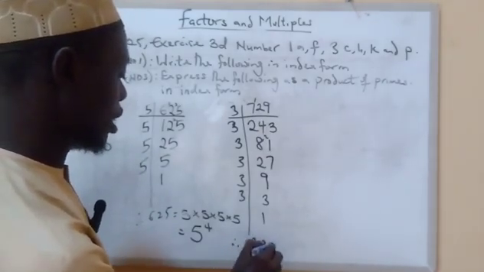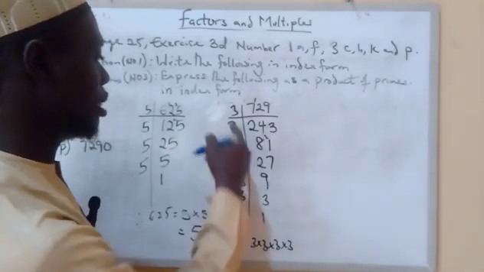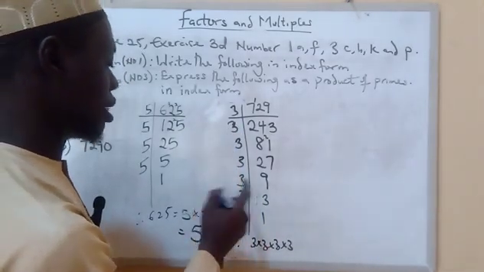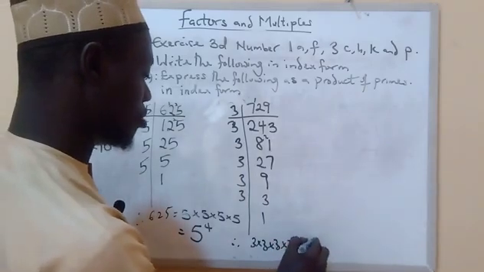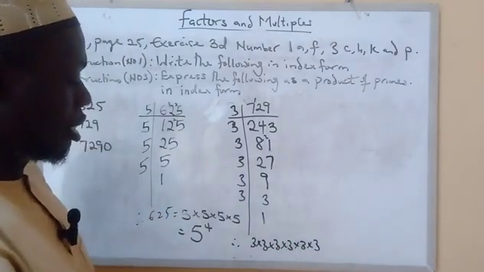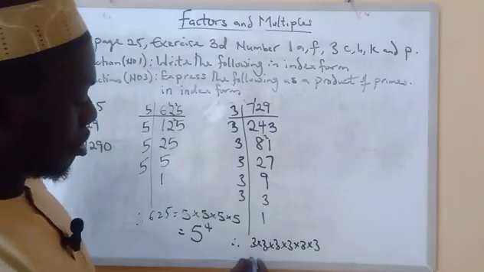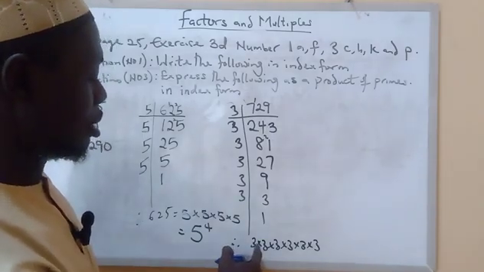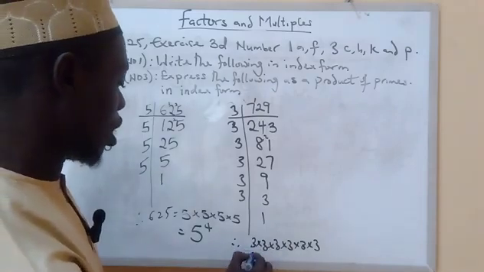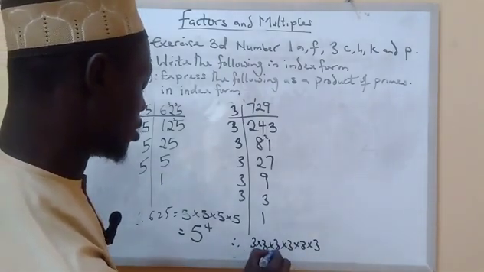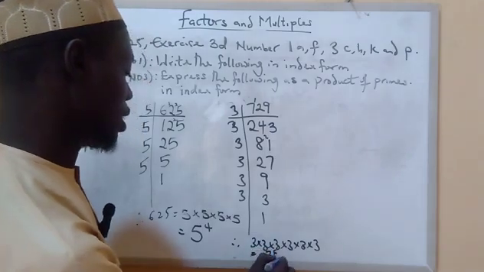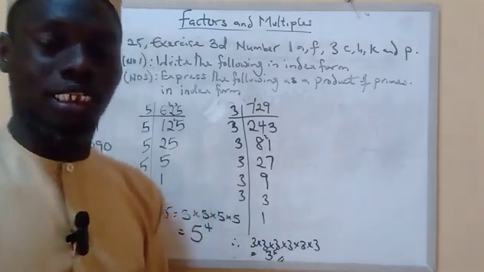3 times 3 times 3 times 3 times 3 times 3. How many 3s? 1, 2, 3, 4, 5, 6. Six 3s. So that is 3 to the power of 6, and that is our answer in index form.